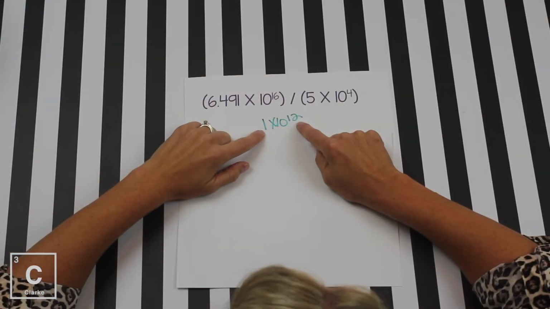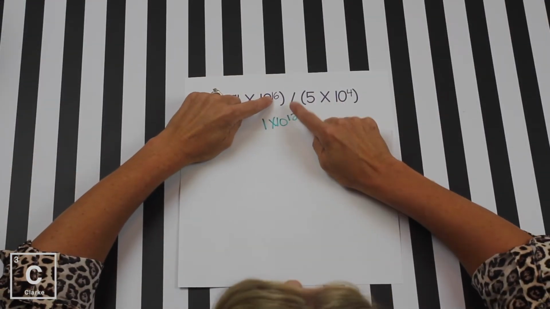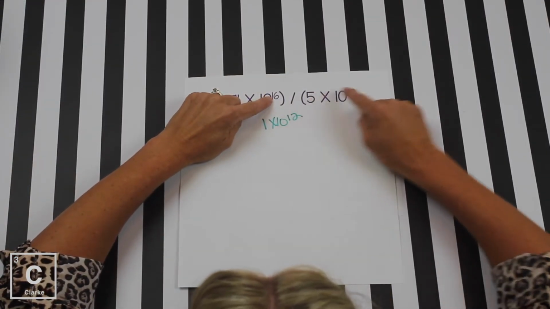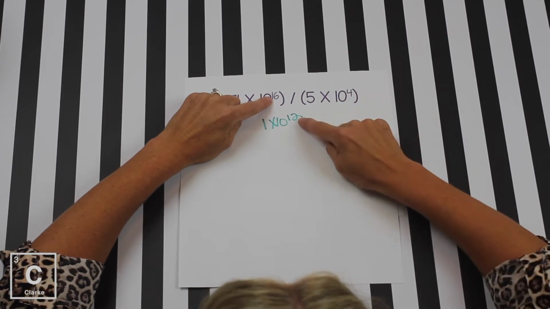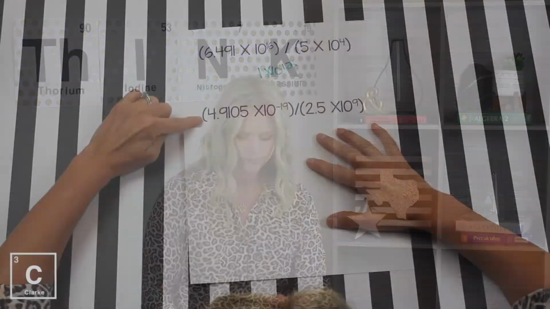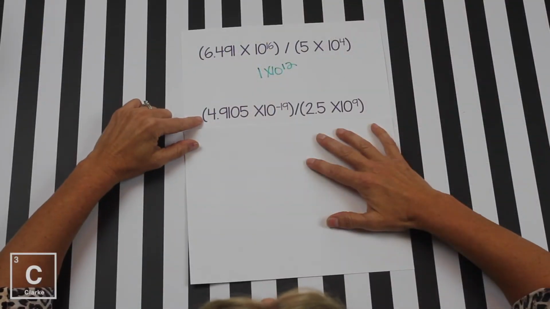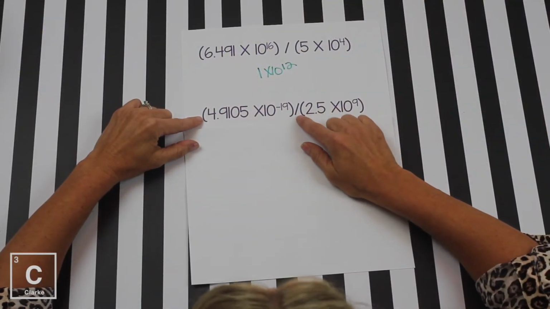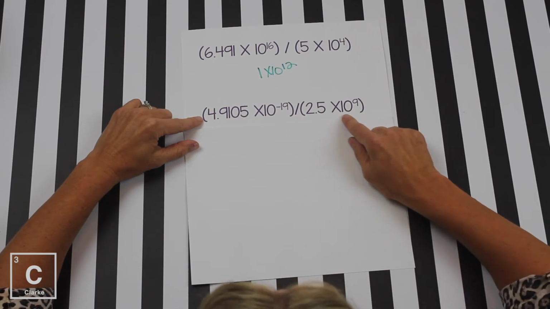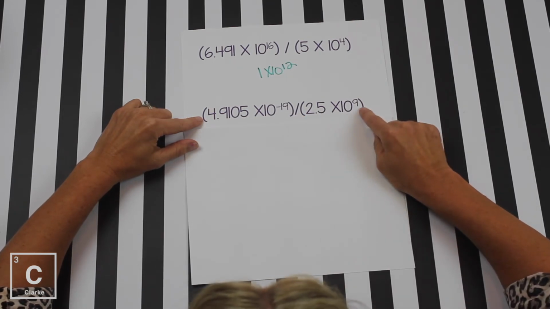1E12. Let's double check that. 16 minus, because we're dividing, 4. 16 minus 4, yep, 12. That looks like a good answer. Let's try another one. 4.9105 times 10 to the negative 19 divided by 2.5 times 10 to the 9. We're going to put that in the calculator.